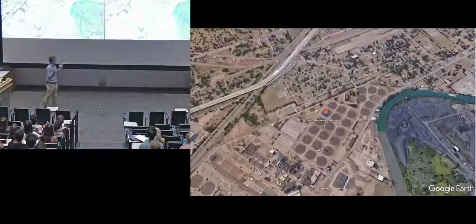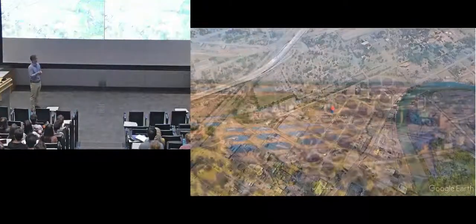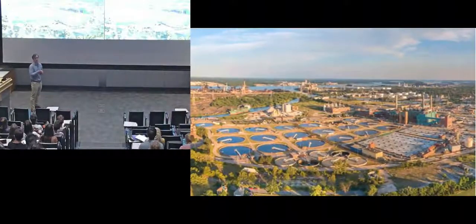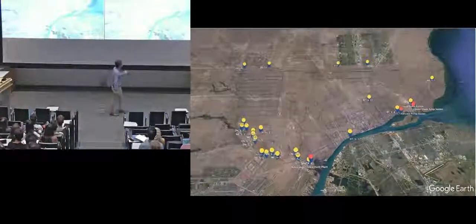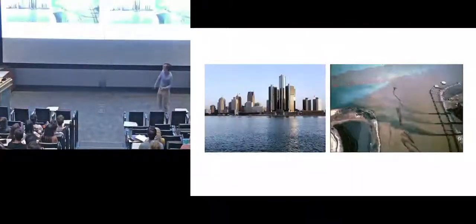okay? It's a place where all your wastewater goes and is being treated before going to the Detroit River, and it is truly huge. It's one of the largest in the world, okay? And you can go on public tours of these if you're interested. It's really cool.